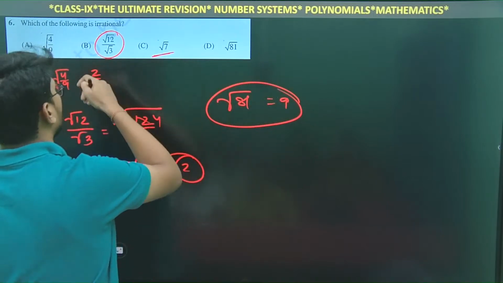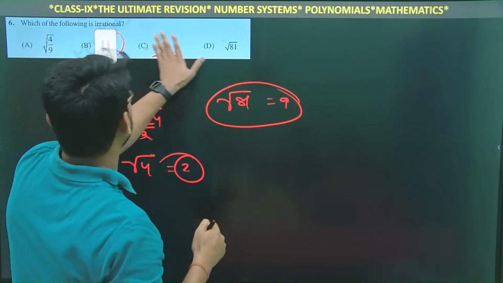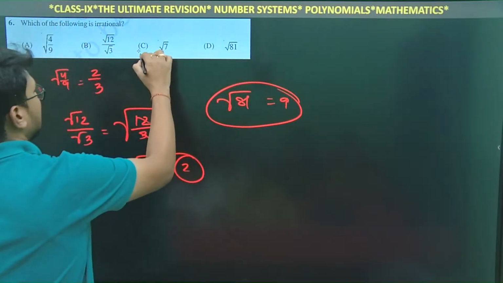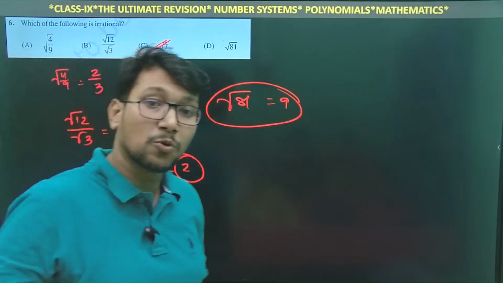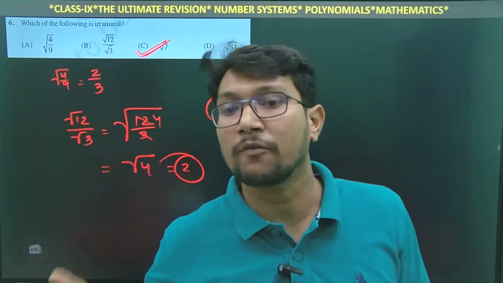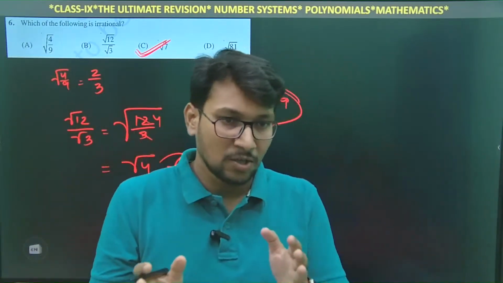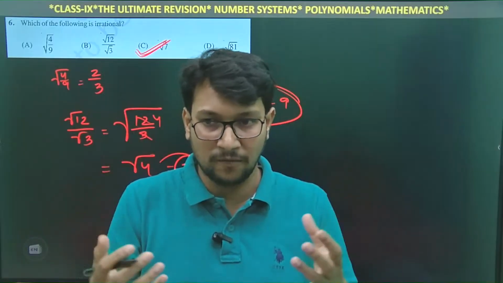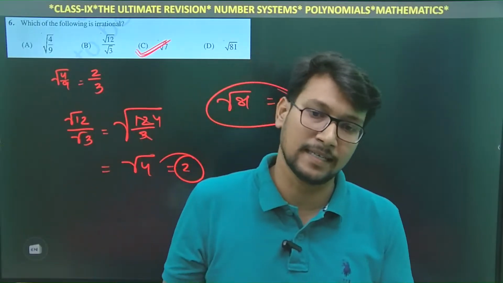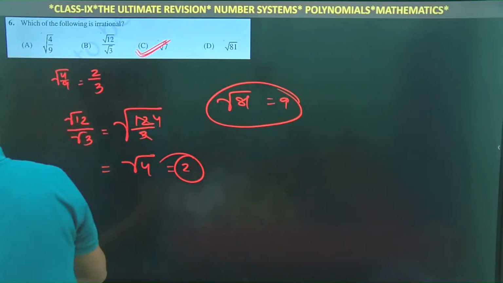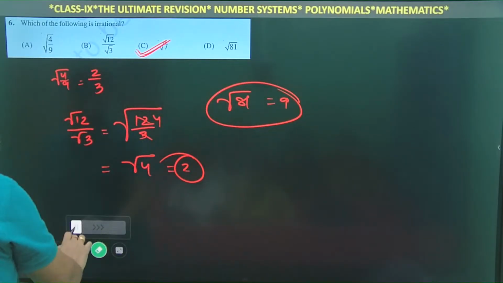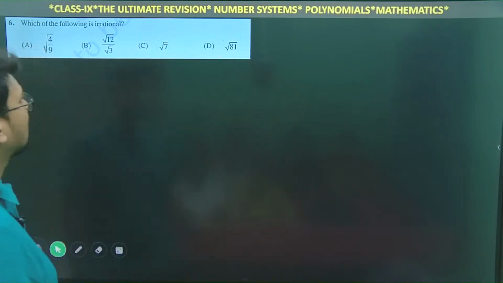But which one is left now, children? Root 7. So therefore root 7 is an irrational number. Why is root 7 irrational? Root 7 is a non-perfect square. Is that clear? So the square root of a non-perfect square is what? Irrational. Is that clear? Understood? Right? Okay, chalo, let us move to the next part.